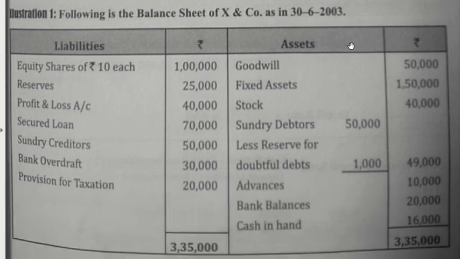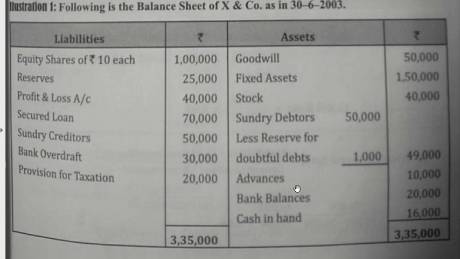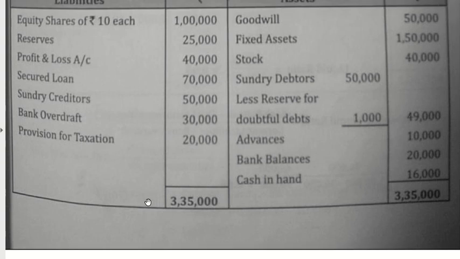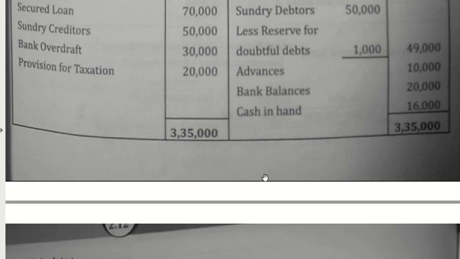So your first question: following is the balance sheet of the company. You have your liability side and you have your asset side. In the question, they have told us to calculate current ratio, liquid ratio and absolute liquid ratio. So you consider only your current assets and current liabilities. In the liability side, we have sundry creditors, bank overdraft and provision for taxation, which are your current liabilities. In your asset side, we have stock, sundry debtors, advances, bank balances and cash in hand.